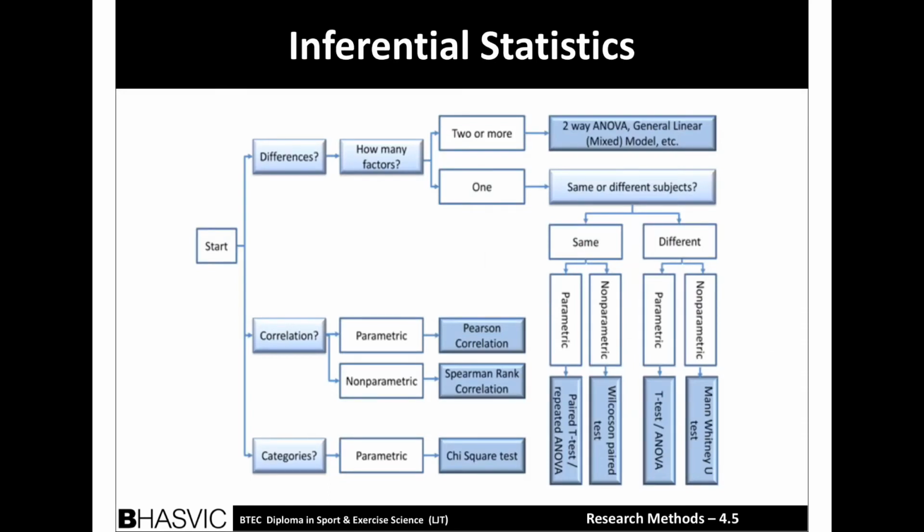Inferential statistics. This is the decision tree which helps researchers decide which test is the most appropriate for the research they're doing. It's as simple as answering the questions it gives and following them down to the right tests you need.